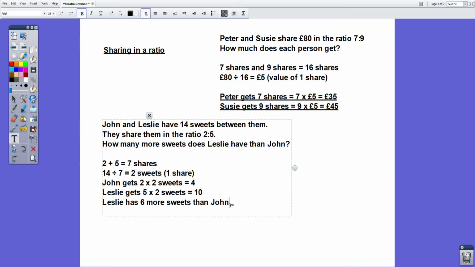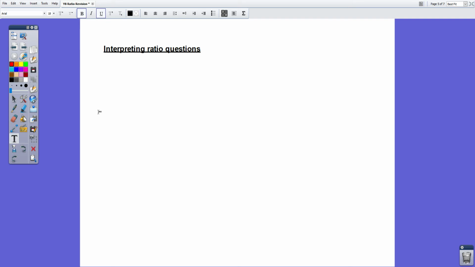Now this type of question would always be worth 1 more mark than the question above, because you not only have to do the workings, but you then have to make a final conclusion based on your workings. Sharing in a ratio. Moving on to the final type of question we're going to look at today, interpreting ratio questions. Very similar to the sharing ones, but with just one added extra idea.